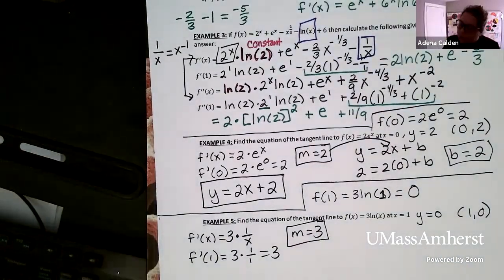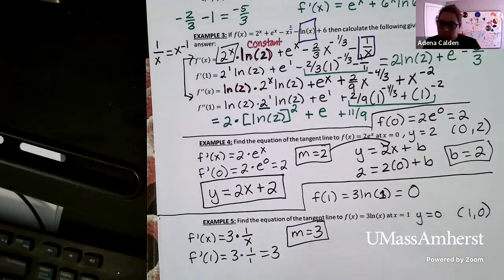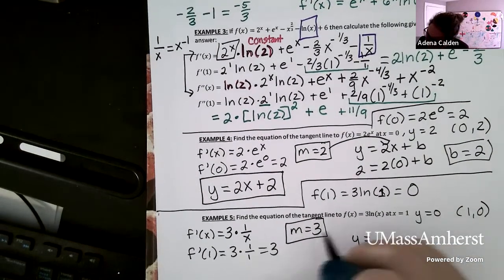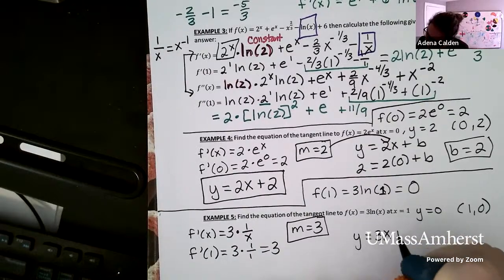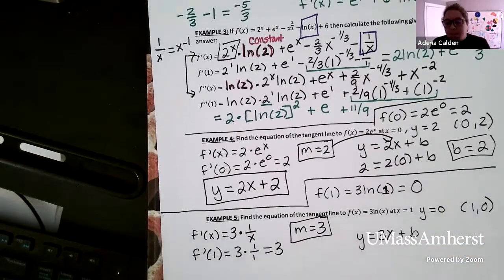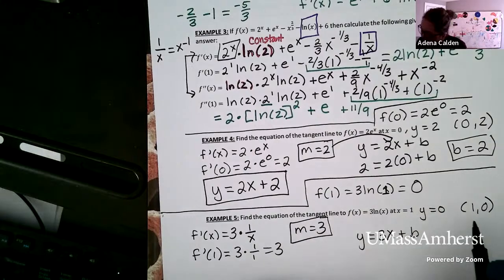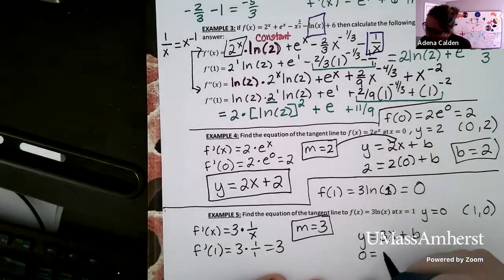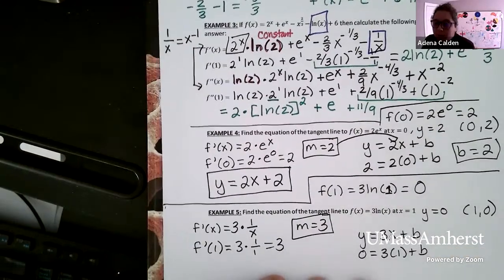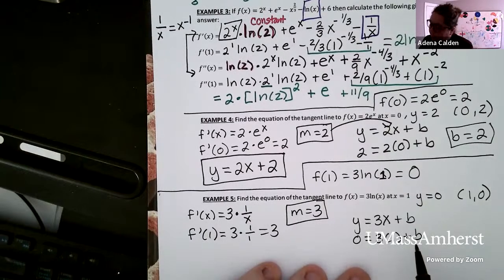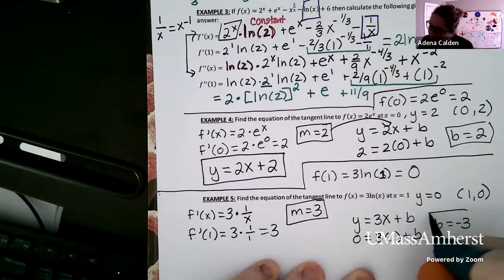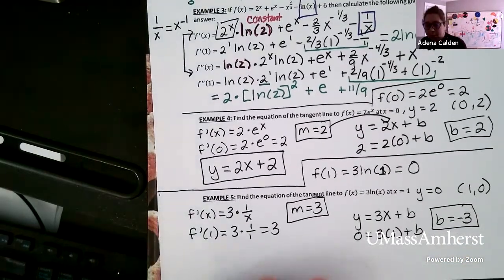Okay, so now we have a point, we have a slope. Now we're going to use that to find the equation of our line. So we start by plugging in our slope, y equals 3x plus b. Now we take our point, we have when x is 1, y is 0. So here we have 0 equals 3 plus b. We subtract 3 from both sides, and we get b equals -3.